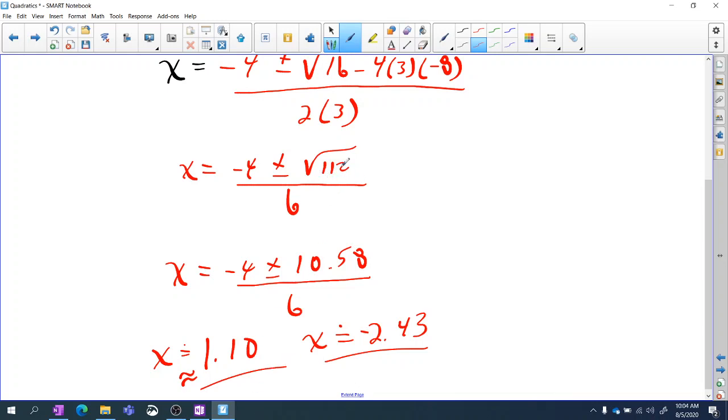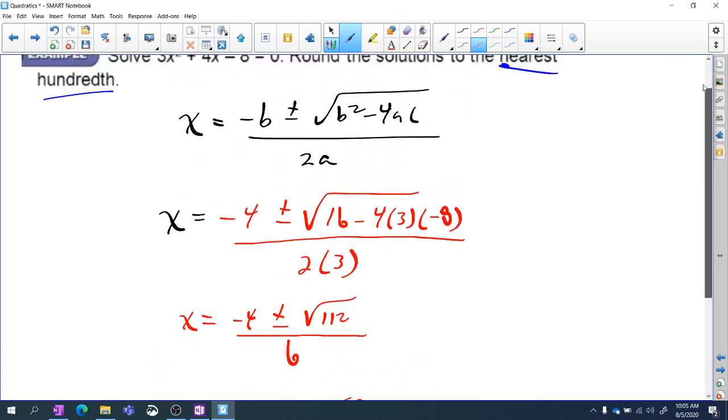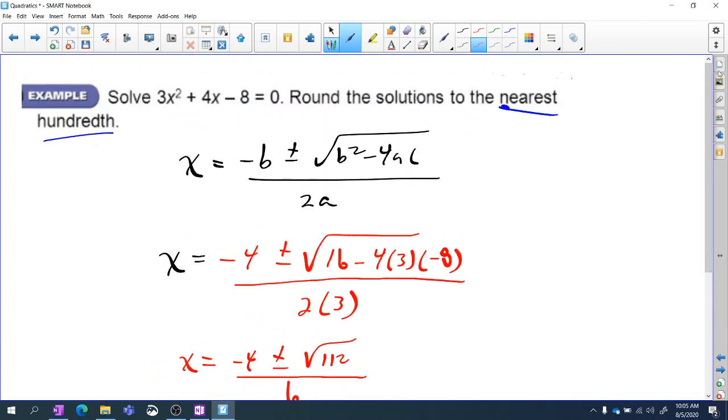So how do you know when to do that and when not to do it? If it tells you to go to a certain decimal place, then you're going to put it in your calculator and get the decimal values. If it doesn't, it's just as easy to leave it as an exact radical. Now, if it says exact, that means do not take the square root of it. So that's kind of in the semantics of how the questions are worded.